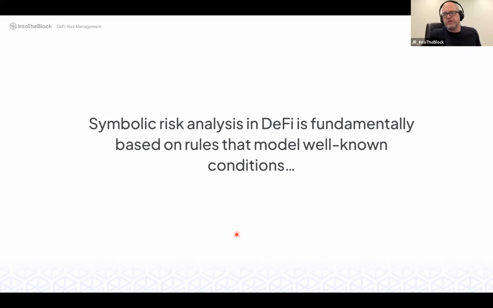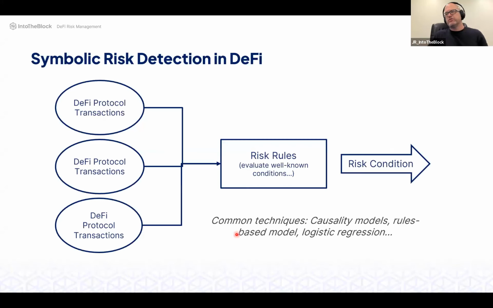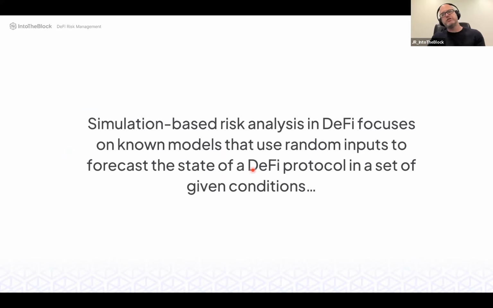So let's start with the first one. So symbolic risk analysis is rules. You have known conditions, you model those rules, you monitor the data and go through those rules. So imagine a rule that is looking at different transactions, and it's going to look at if a whale is exiting a pool, if a liquidation could happen. Those are known rules that you can hard code, and that could output a specific risk condition.